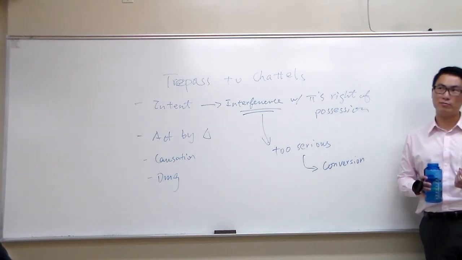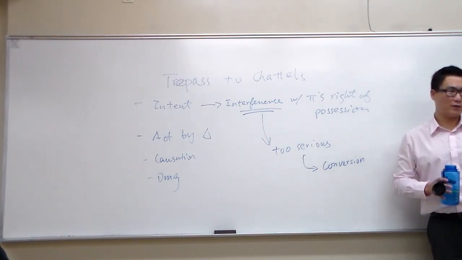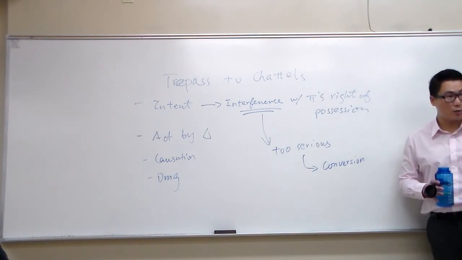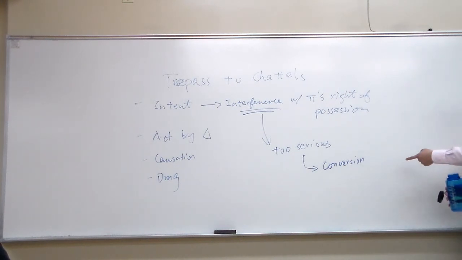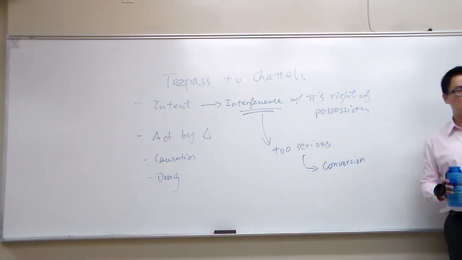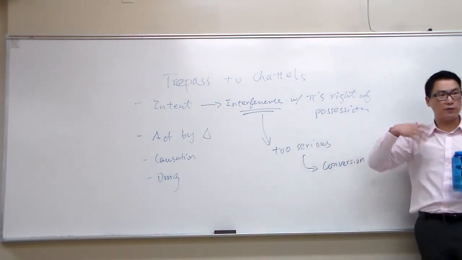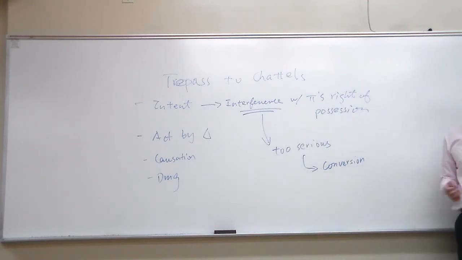I put in about 15,000 miles on the car. Now that will probably become a conversion because the car's value got diminished so much that essentially it's too serious, the interference is too much. That becomes a conversion. Then I need to pay you the full value of the car. Do you get to keep the car, or the person? I pay for the car, yeah.